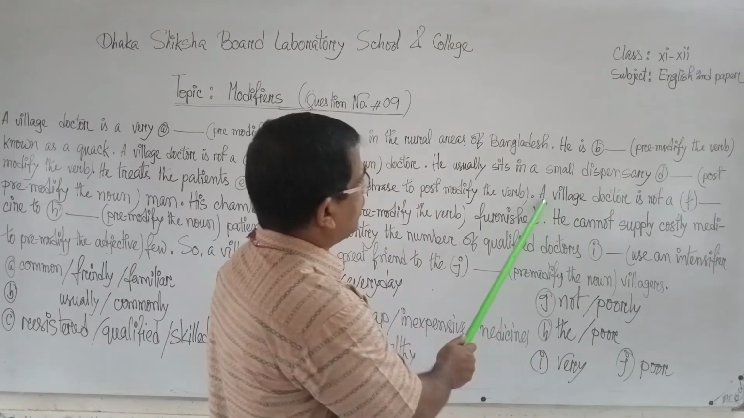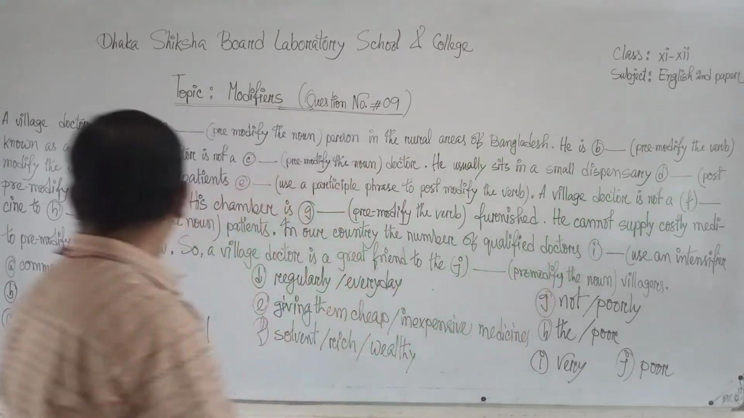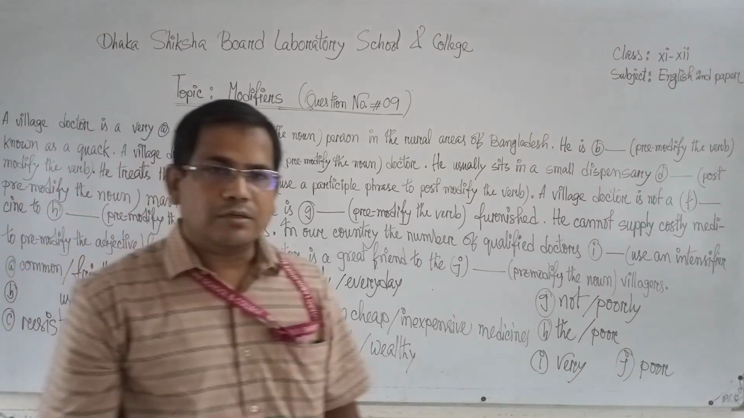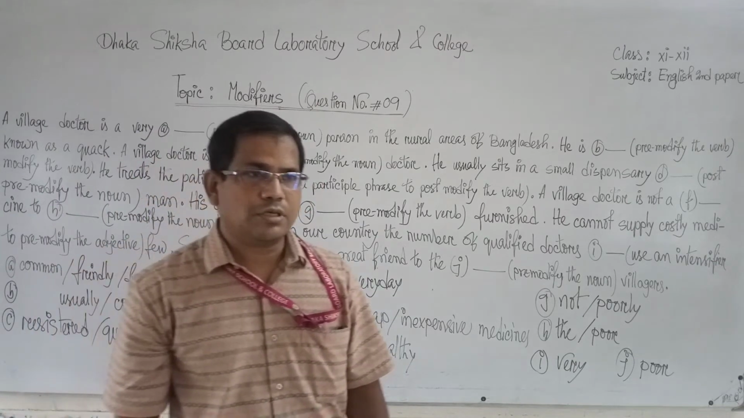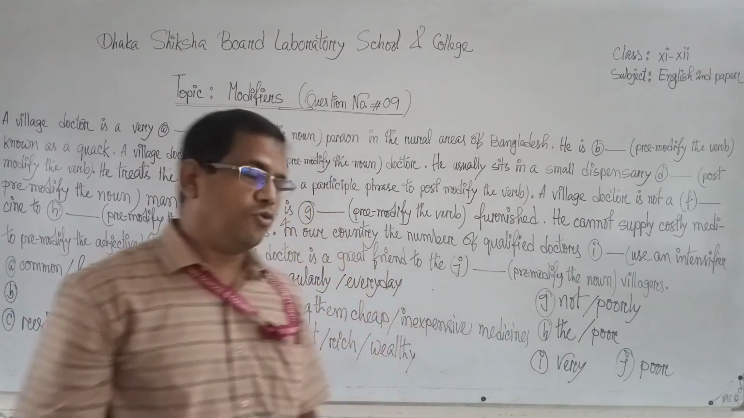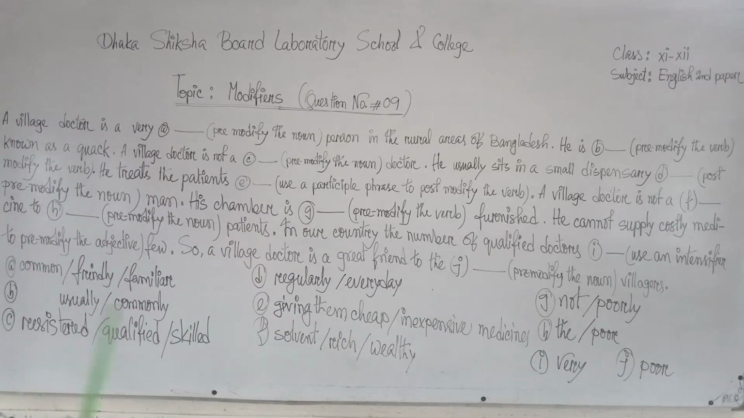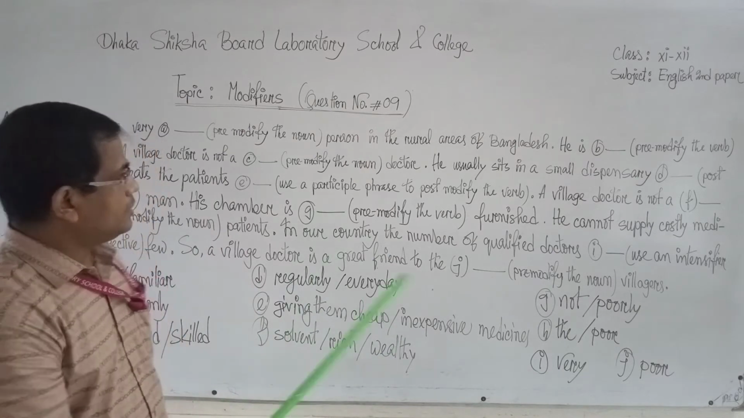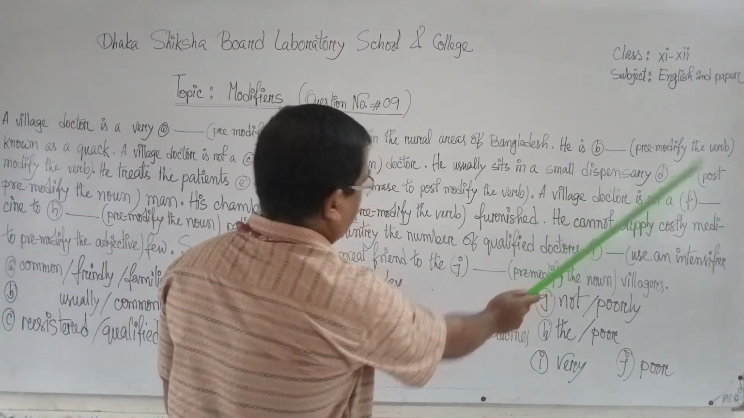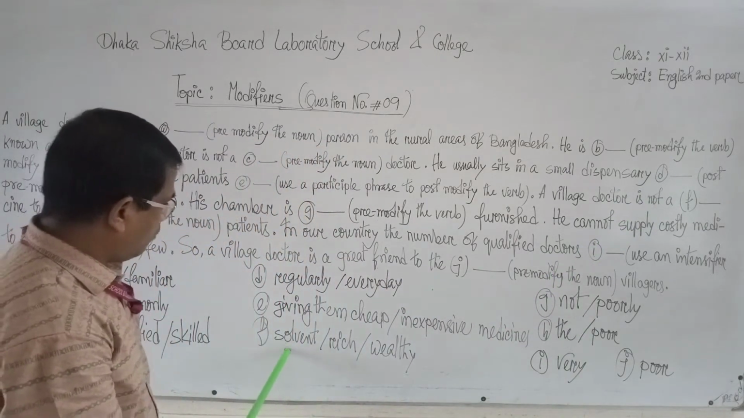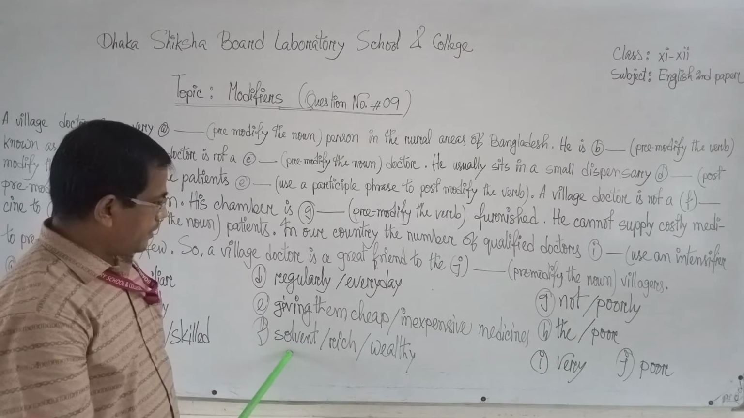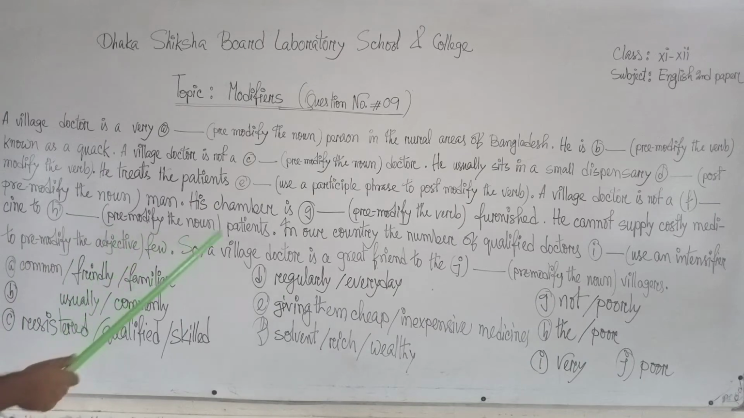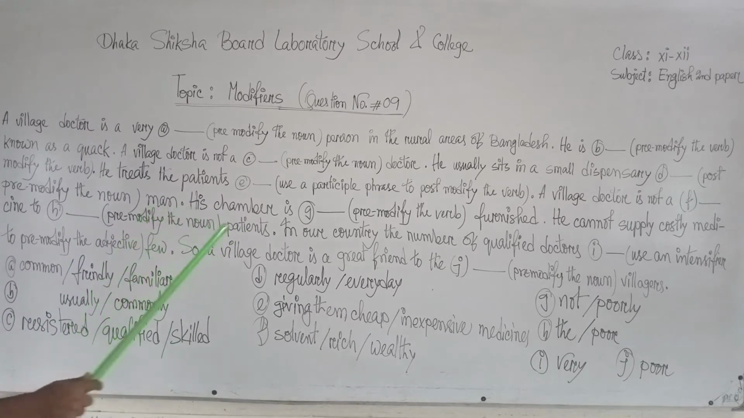A village doctor. Next, a village doctor is not a dash man. You know, a village doctor is not a wealthy man. So you may write here solvent, rich or wealthy. As you have a negative here, is not a, that's why you will write either solvent or rich or wealthy. Wealthy, a wealthy man. His chamber is dash.